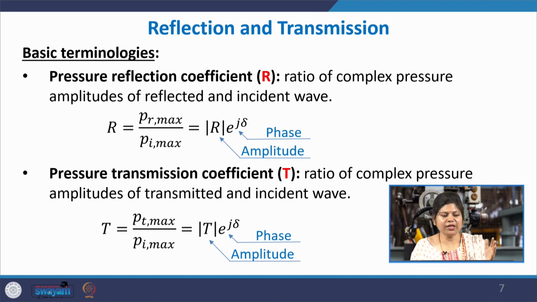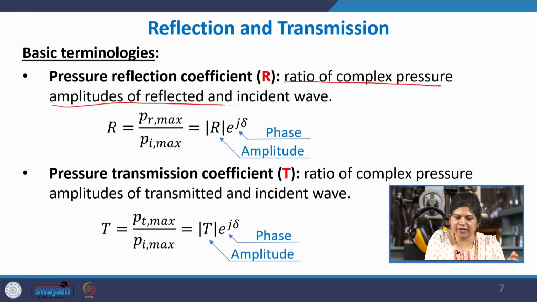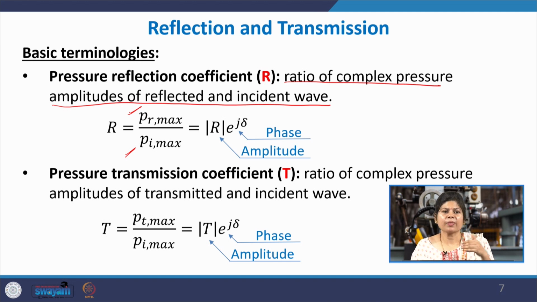It should be some relation between the reflected and the incident wave. So, here it is what? It is the ratio of the complex pressure amplitudes of the reflected and the incident wave, or simply PR max by PI max. Because it is the ratio of two complex quantities, and I already told in some of the beginning lectures that although in real life the acoustic pressure, if you think about it, is actually a scalar quantity and it is real.